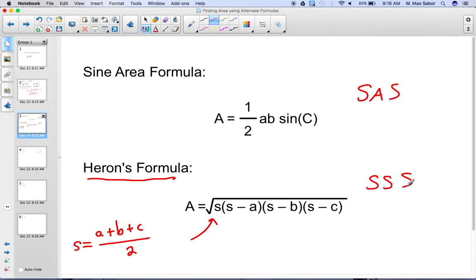If you don't have either of those, you can solve the triangle a little further, find another side or angle measure, in order to set up one of these two formulas. So if you had angle side angle, well, you could find another side and then turn it into side angle side.